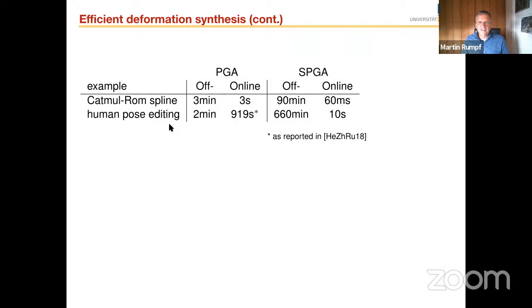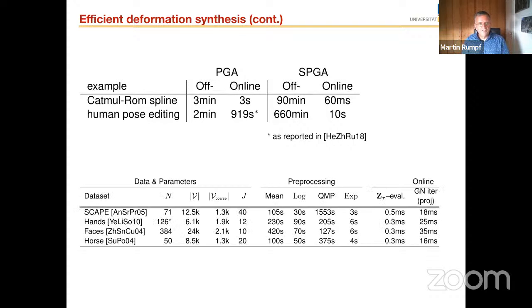And if we do human pose editing results, which I will show in a second, then we see also a significant increase here from the PGA to the SPGA. And here you see the results for the mean computation, the log, and the solving of the quadratic programs and the exponential, and this z-tau evaluation. And the number of milliseconds per Gauss-Newton iteration, which usually is 1 to 4, is listed over here.